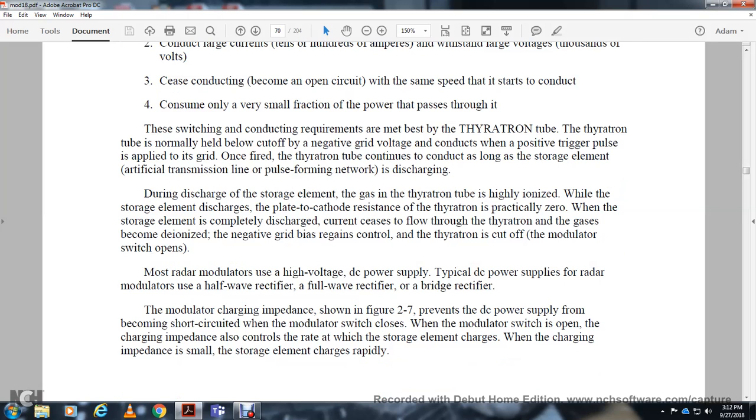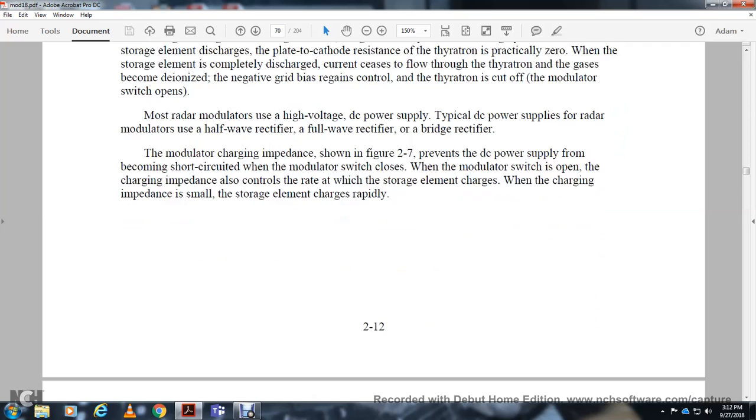The most common radar modulator uses a high voltage DC power supply. The DC power supply in the radar modulator may be a half wave rectifier, full wave rectifier, or bridge rectifier. The modulator charging impedance, shown in figure 2, prevents the DC power supply from becoming short circuited when the modulator switch is closed. When the modulator switch is open, the charging impedance controls the rate of charge for the storage element. With a small charging impedance, the storage element charges rapidly.